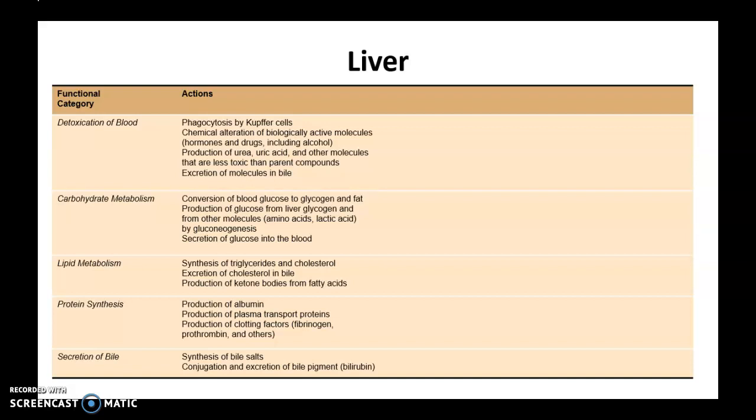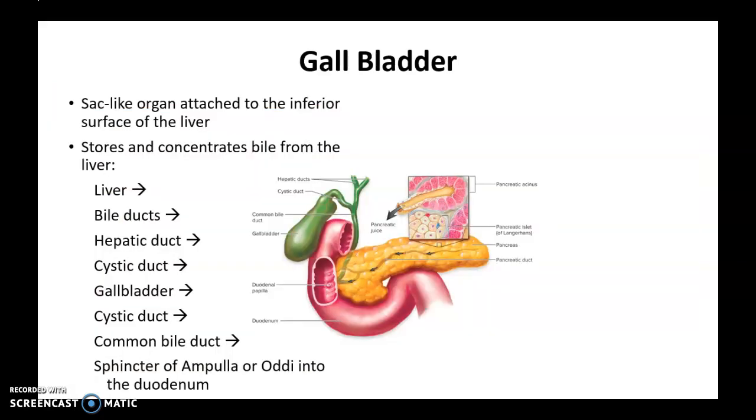All right. Moving on to another very important accessory digestive organ called the gallbladder. The gallbladder is a teeny tiny sac that is attached to the inferior surface of the liver. Again, it does not produce bile, but it stores the bile that is produced by the liver. So let's focus on this picture here.